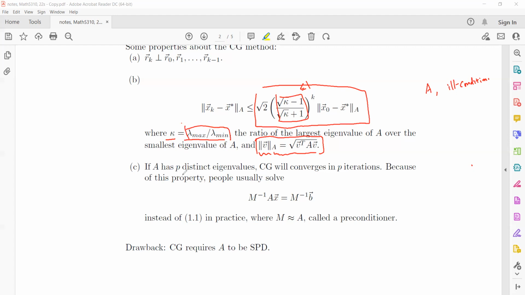And there is one more nice property about CG. If matrix A has exactly P distinct eigenvalues, say A is 5 by 5. This A has 5 eigenvalues, but only 2 are distinct. For example, 1, 1, 1, 2, 2: 5 eigenvalues, but only 2 distinct. Then when you apply CG to solve the linear system, 2 iterations are guaranteed to get the solution. If A has P distinct eigenvalues, then CG will converge in exactly P iterations.